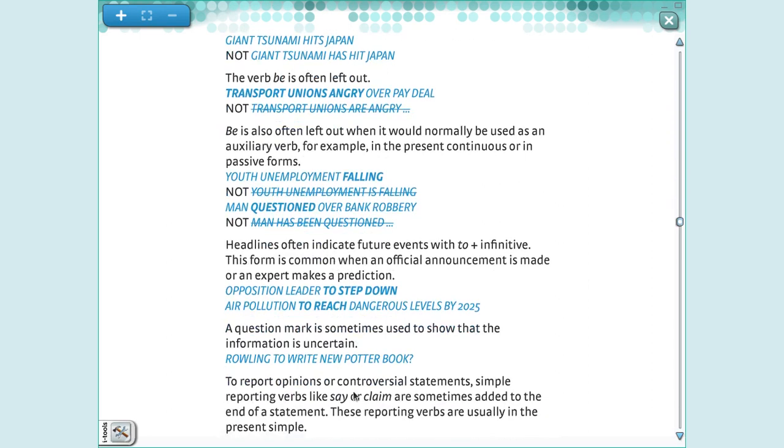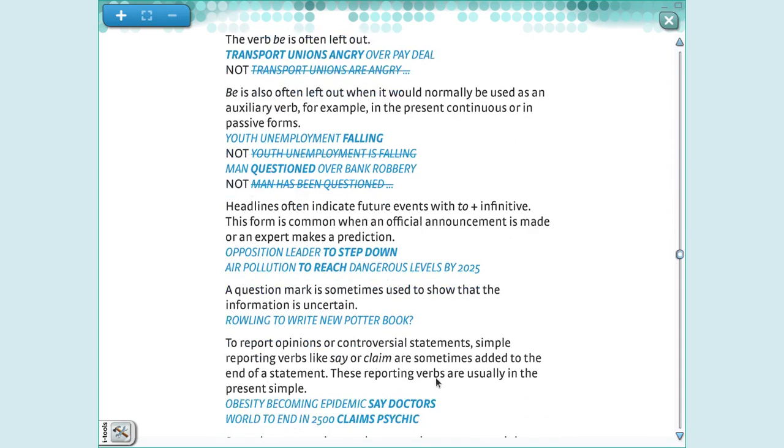To report opinion, yes, we use some verbs like say, claim, at the end of the sentence. Obesity becoming epidemic, say doctors, so I use the verb in here. And world to end in 2500, claims psychic. To end, because we're talking about future, and who said the sentence, we put at the end.